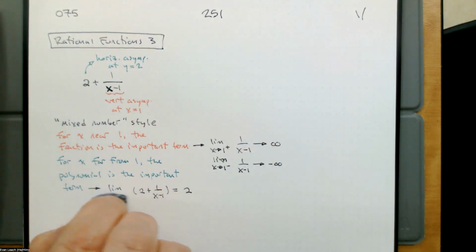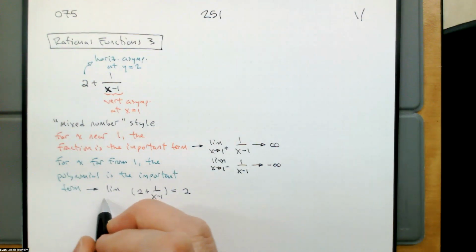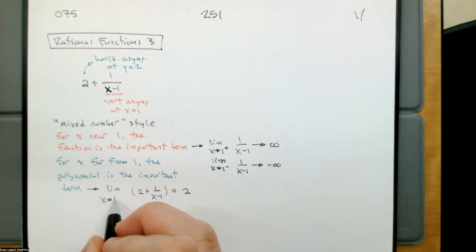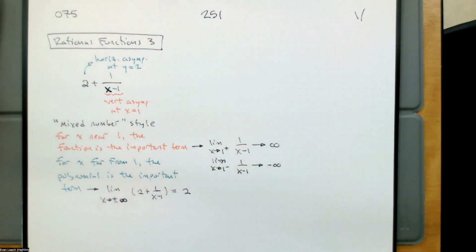If x goes in the other direction, if we can get a little loose with our notation, the limit as x goes to plus or minus infinity, this function is going towards 2. Far from 1, the fraction doesn't matter. Near 1, the fraction is all that matters. And that's what's useful about this mixed number style. We see what's important far from 1 and what's important close to 1. We didn't see this as much if we add the fractions.